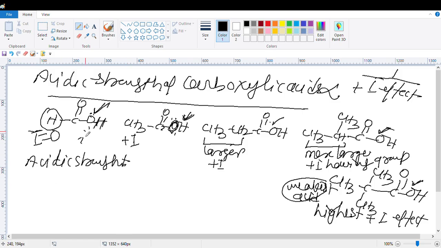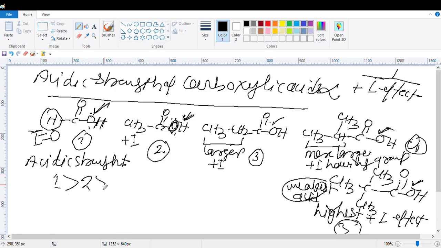highest in formic acid, lower in acetic acid, even lower in propanoic acid, and even less in isobutyric acid, and it is the fifth one. So here acidic strength will be highest in the first one, lower in the second one, and even lower in the third, then fourth, then fifth. I think it must be clear.